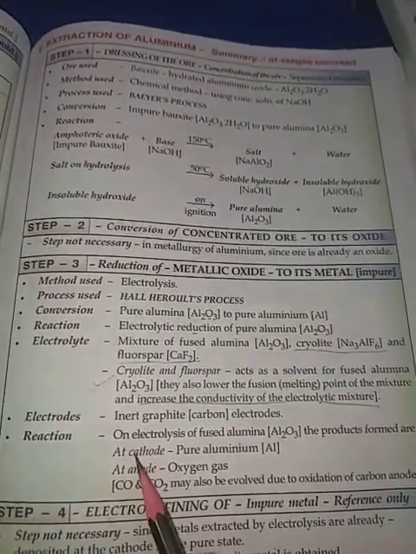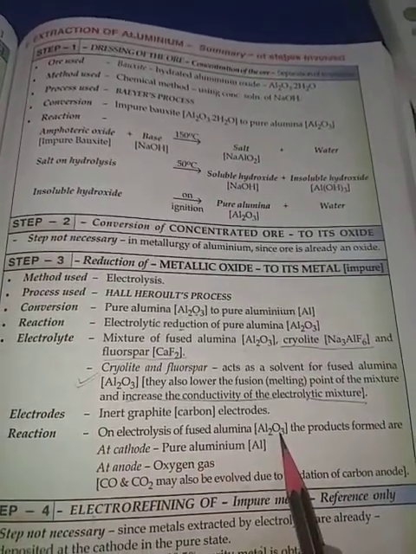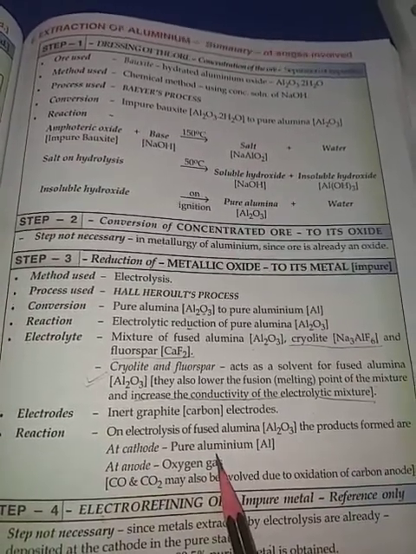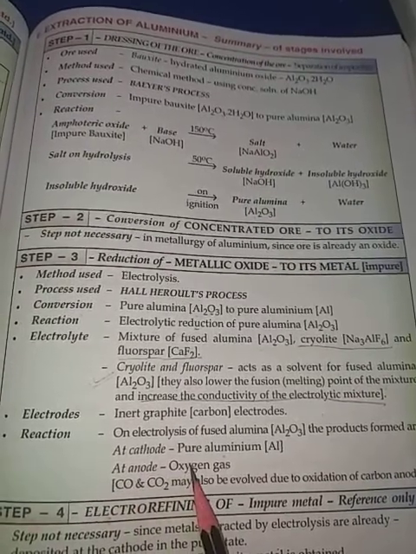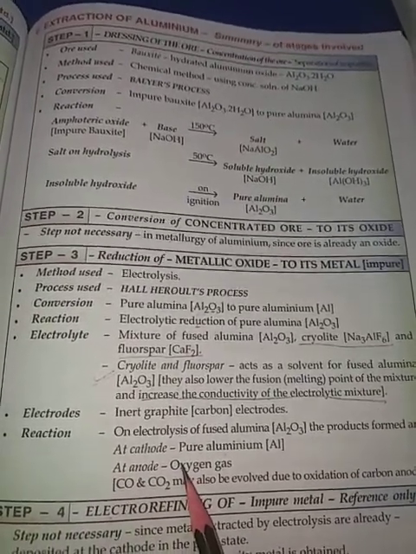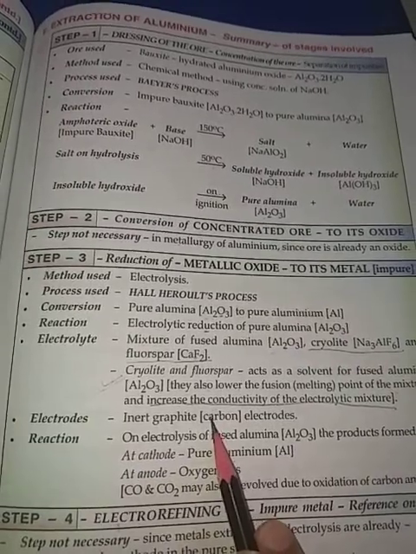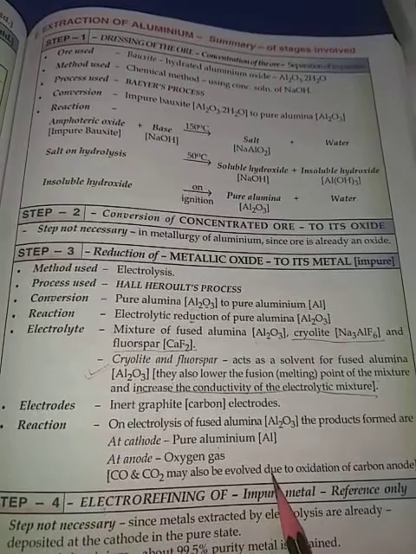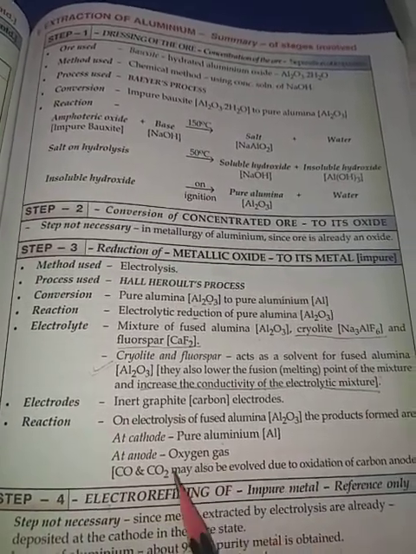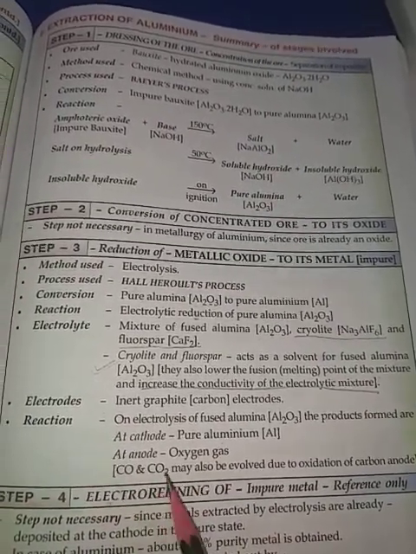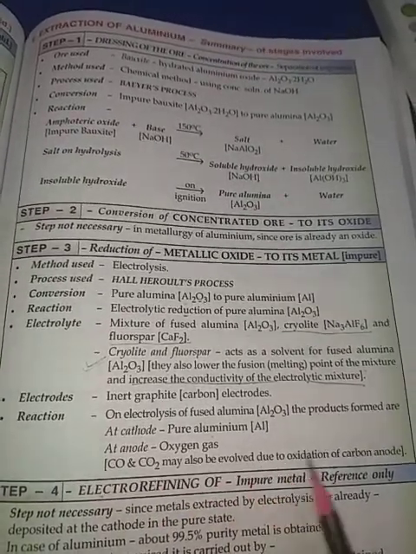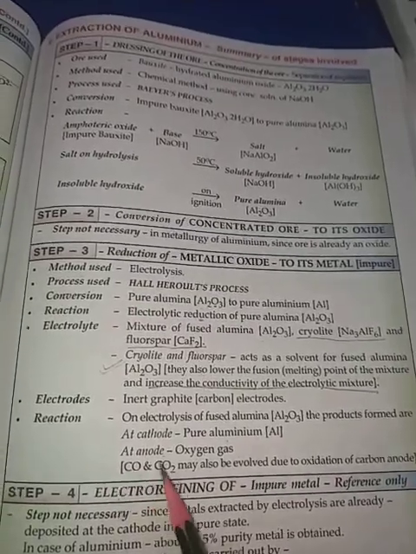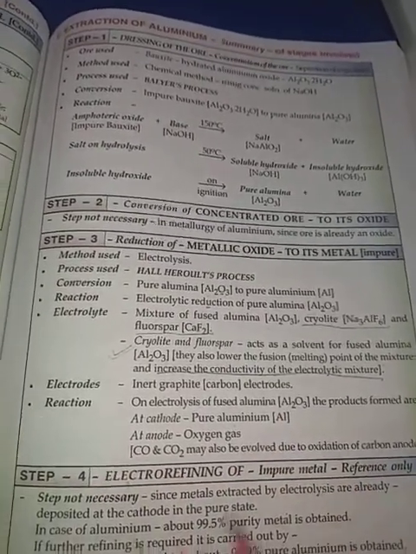Now the reaction. On electrolysis of fused alumina, at the cathode pure aluminium will be formed, and at the anode oxygen gas will be formed. This oxygen will combine with the carbon of the anode, and CO and CO2 may be evolved due to oxidation of the carbon anode. This we will study in detail.